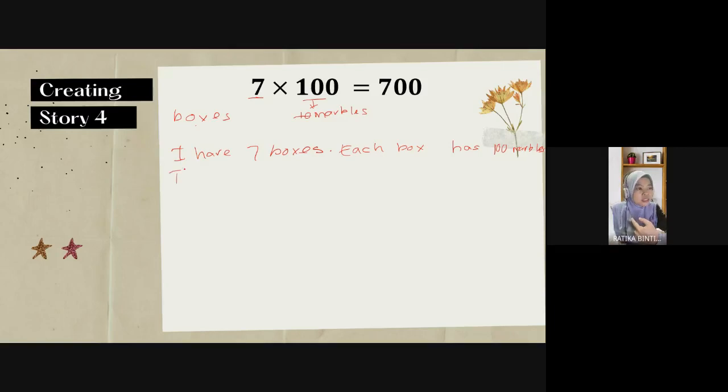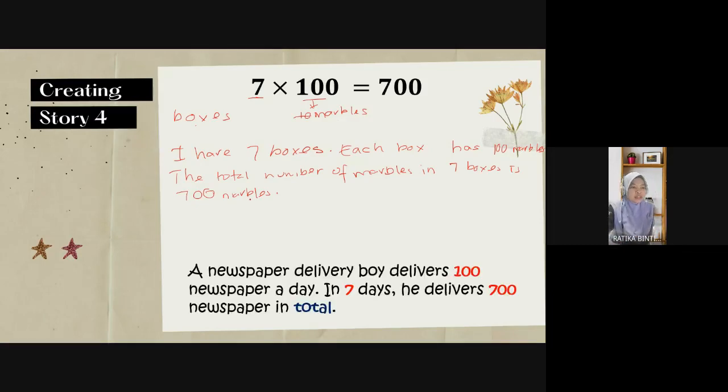The total number of marbles in 7 boxes is 700. Boleh? Okay.